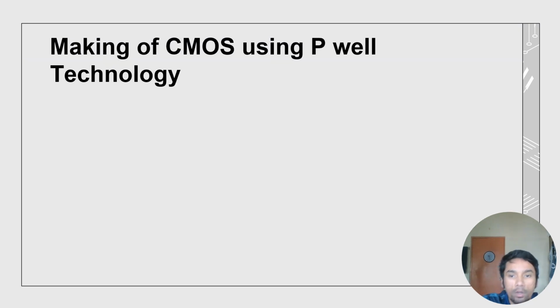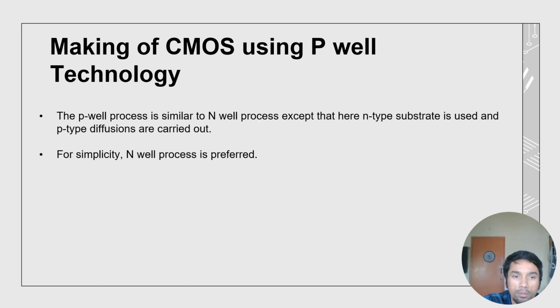So you might be wondering, how do we make a P-well technology of a CMOS? The P-well process is similar to the N-well process, except that here an N-type substrate is used and P-type diffusions are carried out. But for simplicity, the N-well process is preferred.